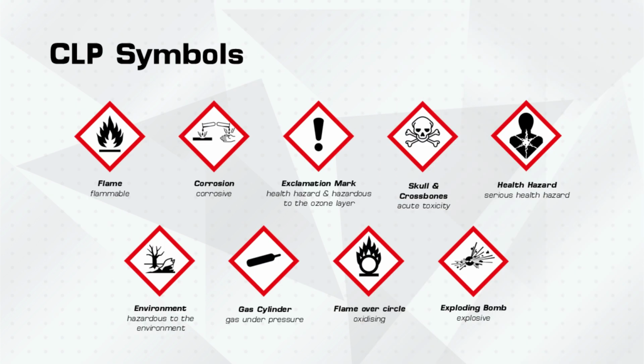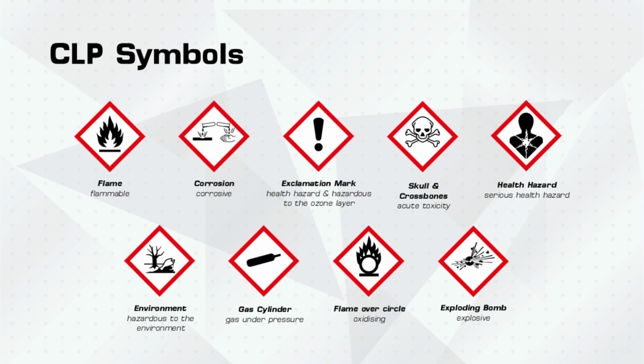Classification, labeling and packaging symbols are standardized pictograms used to indicate the hazards associated with chemicals, ensuring clear and consistent warnings for safe handling and storage. These CLP hazard pictograms appear in the shape of a diamond with a distinctive red border and white background. Do you recognize any of these symbols?